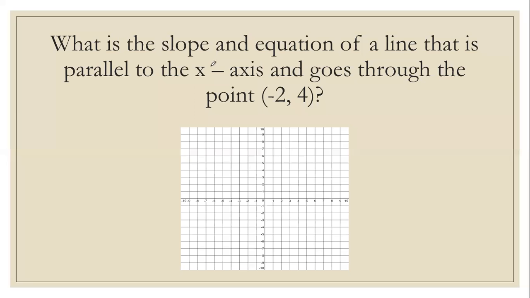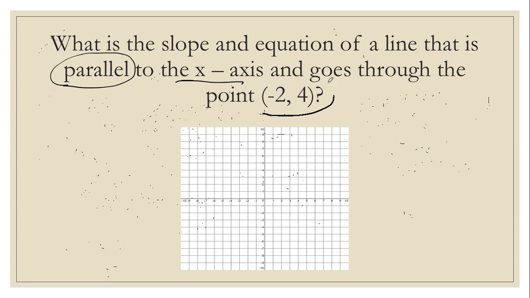What is the slope and equation of a line that is parallel to the x-axis and goes through the point -2, 4? If this provides a graph, I would use the graph to kind of help me visualize this. I know a lot of time people don't try to visualize it. They just, oh, I think it was Hoy. I think it was Bucks.